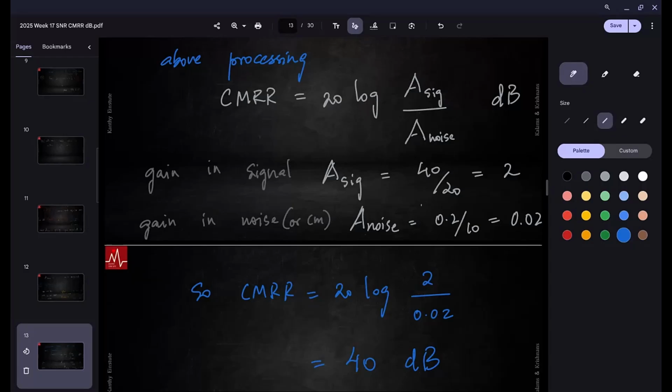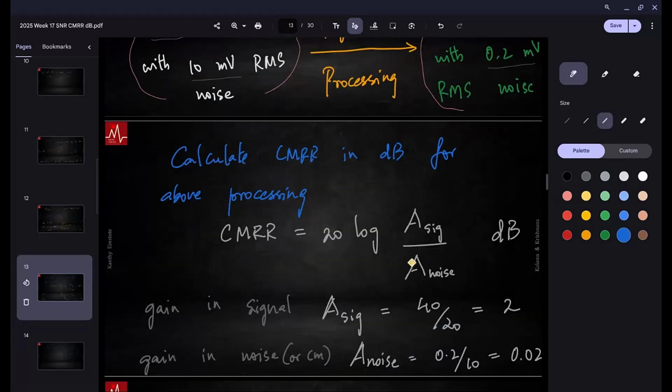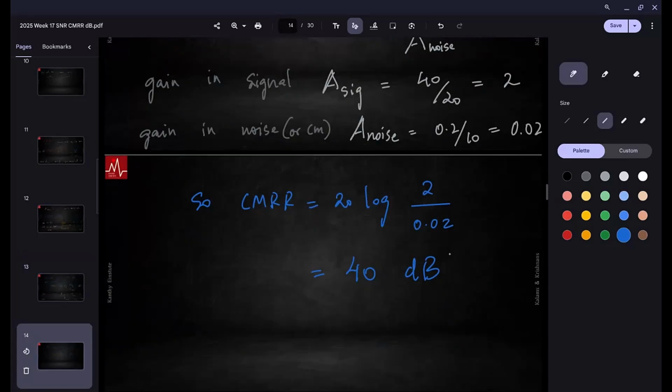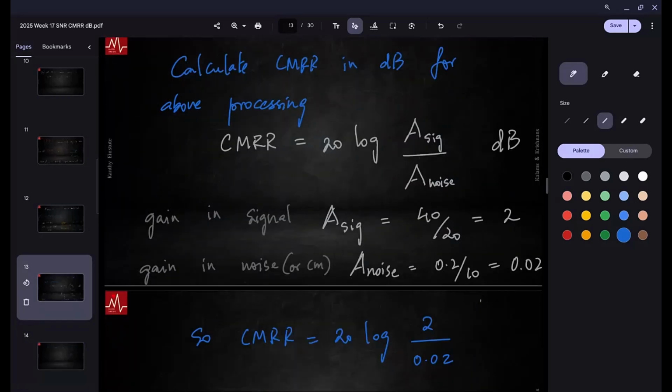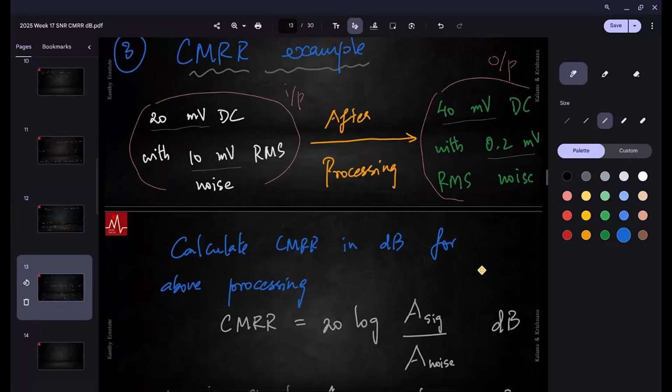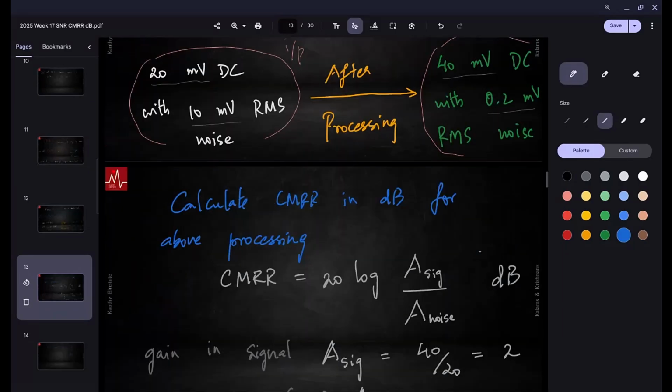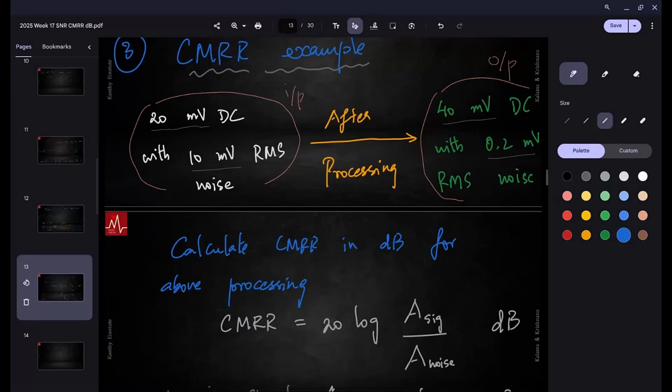Great. So CMRR is expressed in decibels, so this is 20 log of that ratio. This is 40 decibels. Many of you, Vaishali, Abhijay, many of you are typing this. Okay, this is extremely important. This simple example often shows up as a 2-mark question. Great.